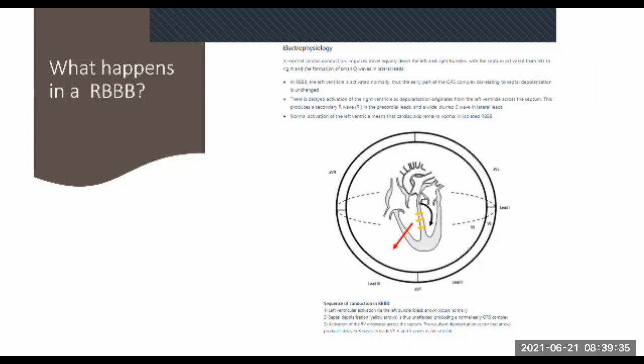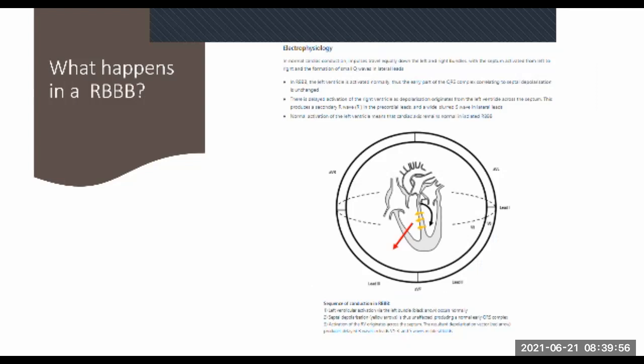That's the question, right? Basically, your heart is divided into 3 main bundles. In normal cardiac conduction, impulses travel equally down the left and right bundles, with the septum activated from left to right. That's normally how it works, and that's the formation of normal Q waves.